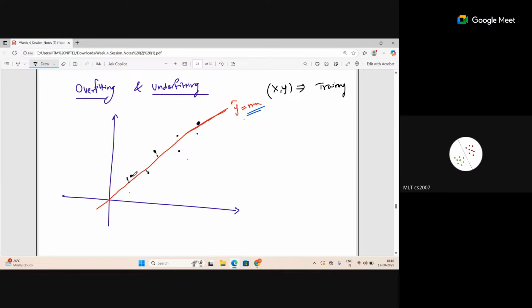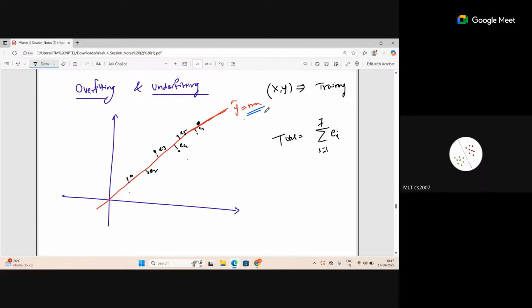Let's say e1, e2, e3, e4, e5, e6, and e7. So the total error is the sum of errors for all 7 points. It is the sum of i equal to 1 to 7 of ei. So this is going to be the sum of errors here.